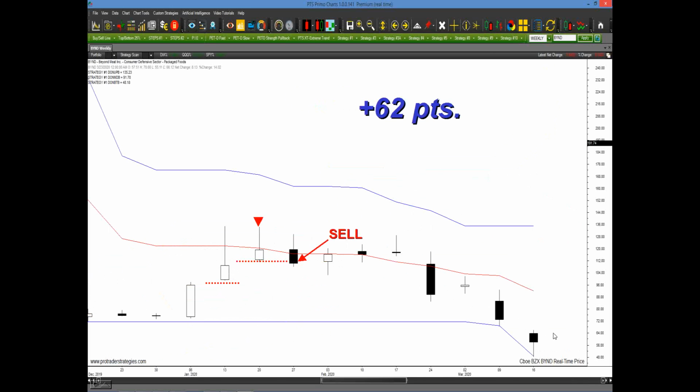In March, potentially captured 62 points. Now, let's say you were long Beyond, and you thought, well, if it's a sell signal, maybe I should exit some of my long positions, or use this to get out, and maybe I'll get back in. That would have been a wise choice as well, and save yourself 62 points or so.